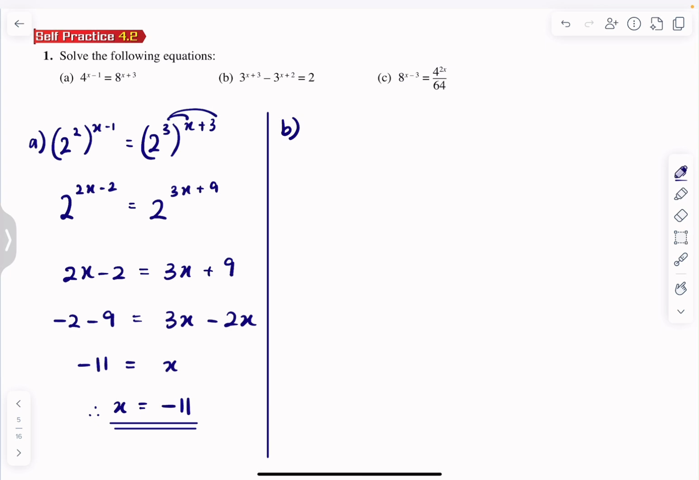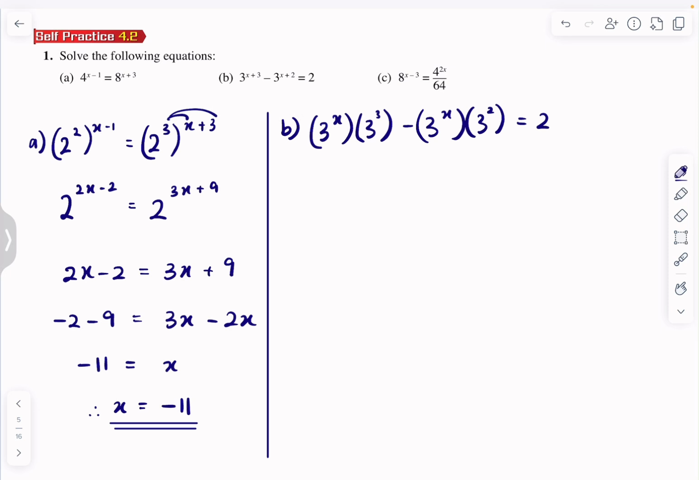B. Okay, B is a bit different. B, we cannot make all these into same bases. So what we do is we try to expand this. So 3 power x plus 3 is 3 power x times 3 power 3, minus 3 power x times 3 squared equals to 2. So 3 cube is 27, 3 square is 9. So you can say 27 times 3 power x minus 9 times 3 power x equals to 2.